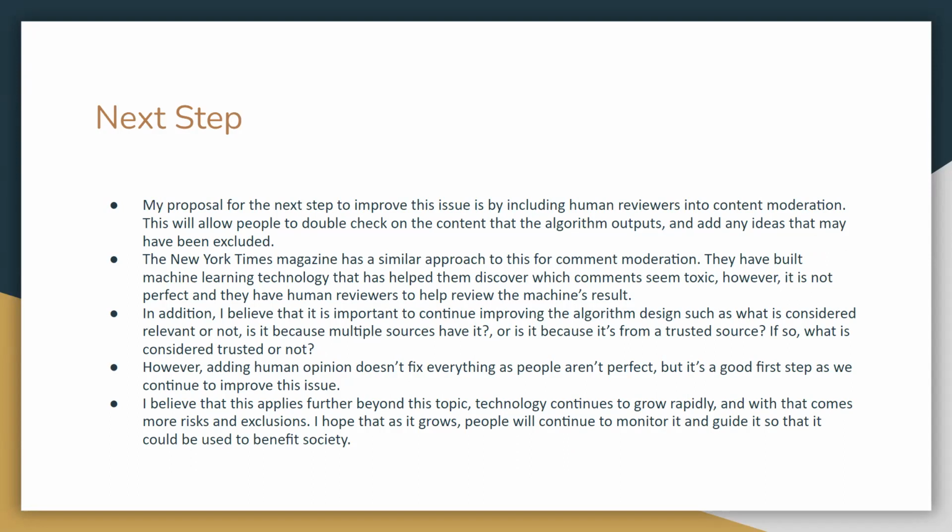In addition, I believe that it's important to continue improving the algorithm design, such as what is considered relevant or not. Is it because multiple sources have it, or is it because it's from a trusted source? If so, what is considered trusted or not? However, adding in human opinion doesn't fix everything as people aren't perfect, but it's a good first step as we continue to improve this issue.